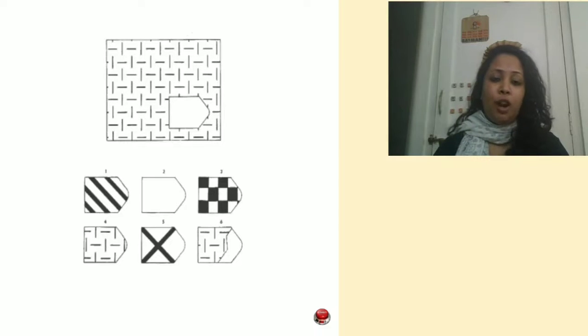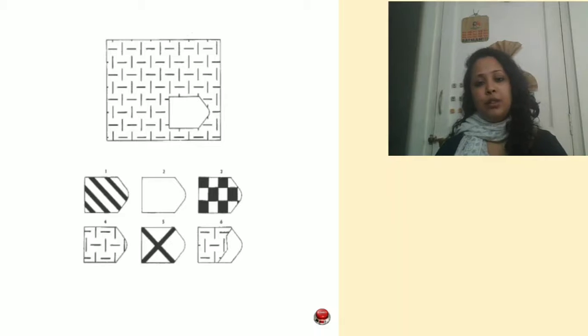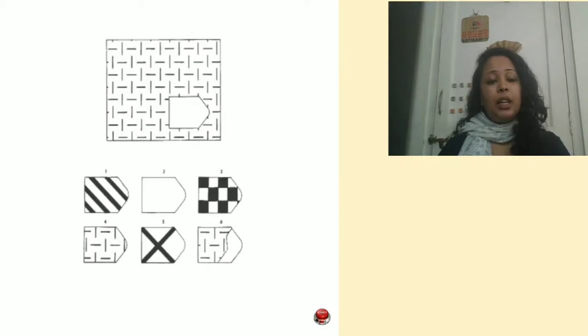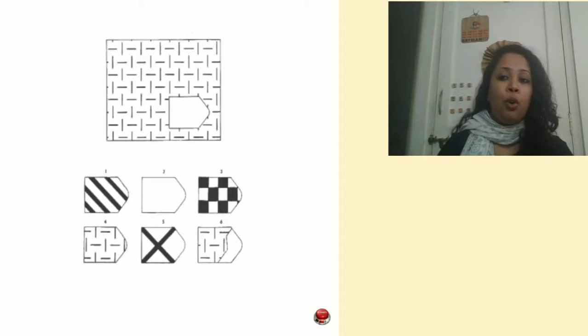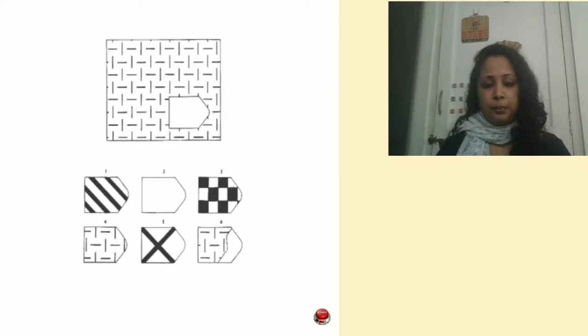Sometimes the subject may say option number 6. Again, you have to say option number 6 is incorrect because it does not entirely complete the picture. A part of it is still missing. So it's not option number 6, option number 4 is the correct answer.